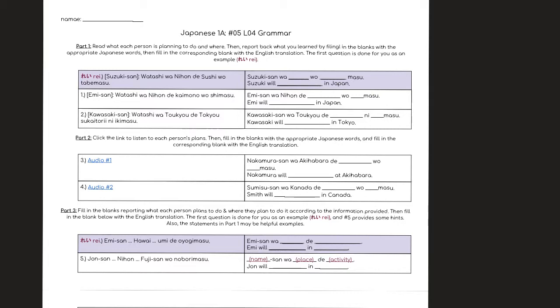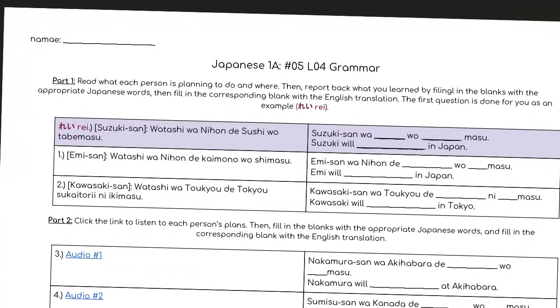So today let's check out your number 5, lesson 4 grammar assignment. For this assignment, we'll be focusing on talking about what you are planning on doing and where. So let's start with part 1. 一緒に読みましょう. Zoom in for you.